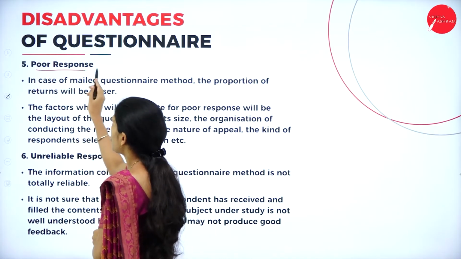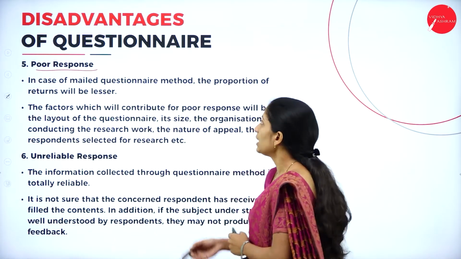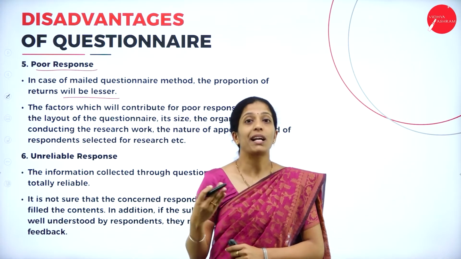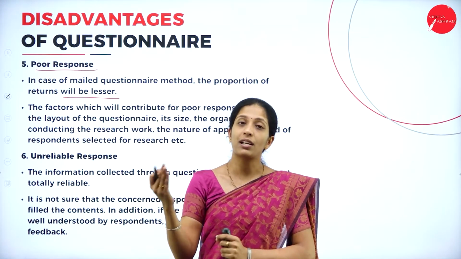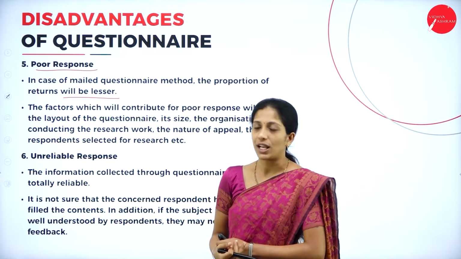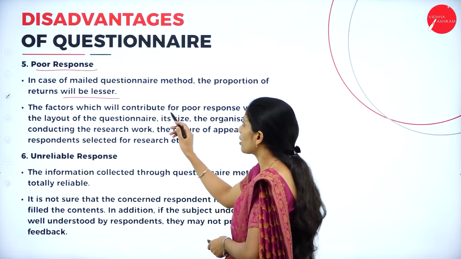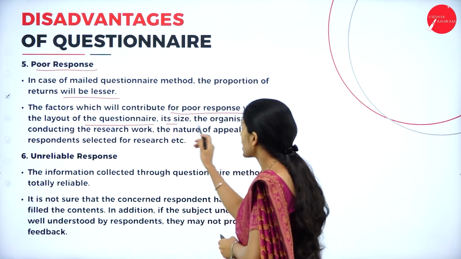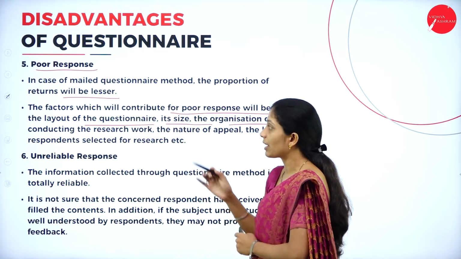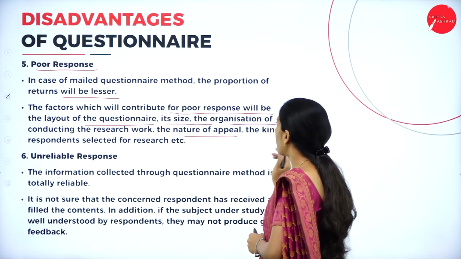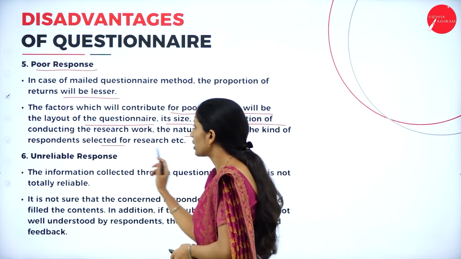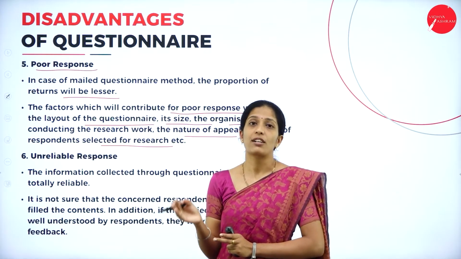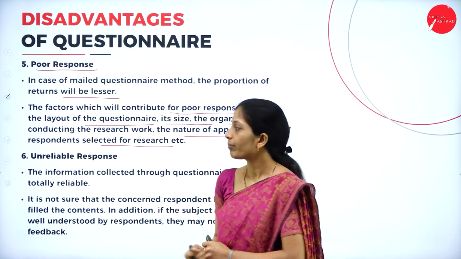Next one is poor response. In case of mailed questionnaire method, the proportion of returns will be lesser. So, the researcher might have mailed the respondent, but the respondent might not have returned it to the researcher. The factors which contribute to poor response will be the layout of the questionnaire, its size, the organization of conducting the research work, the nature of appeal, the kind of respondent selected for the research. So, due to such reasons, there may be a number of reasons where the respondent might not have returned the questionnaire.